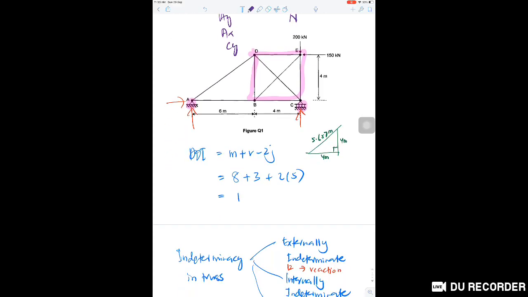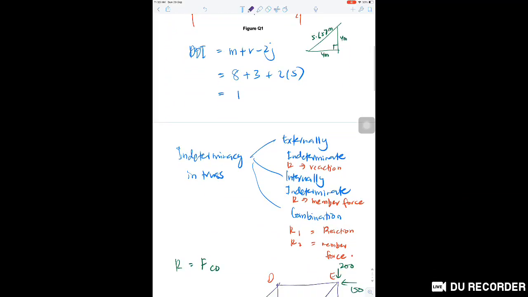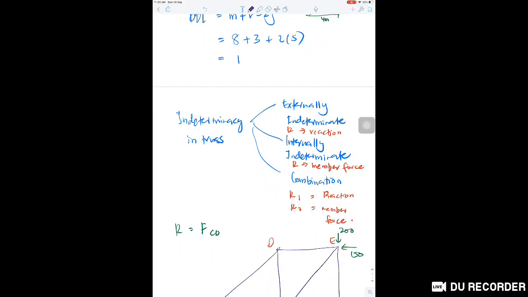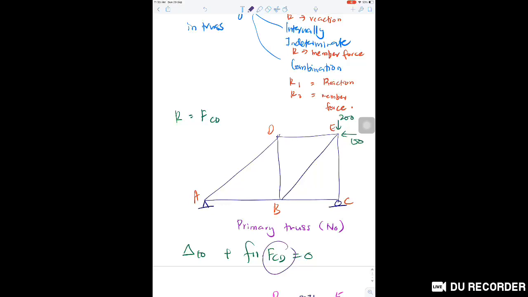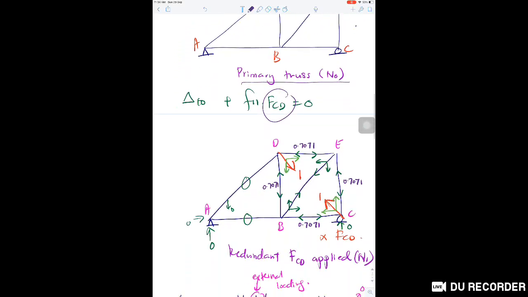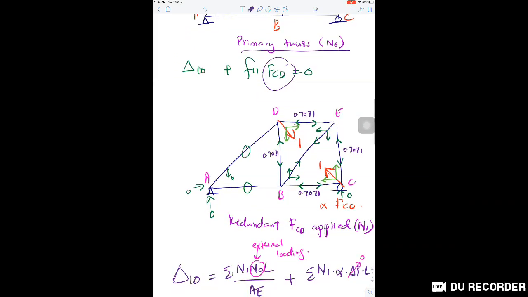So I choose to remove member CD from the system. So we have it like this. This is the primary truss. From the primary truss, we need to determine N naught. And this is the redundant truss.